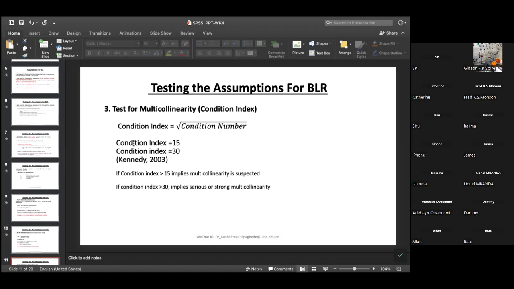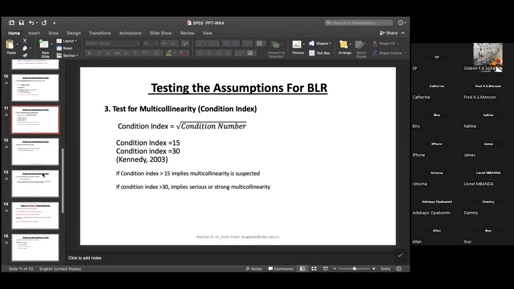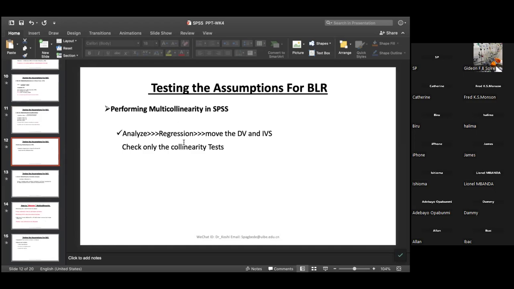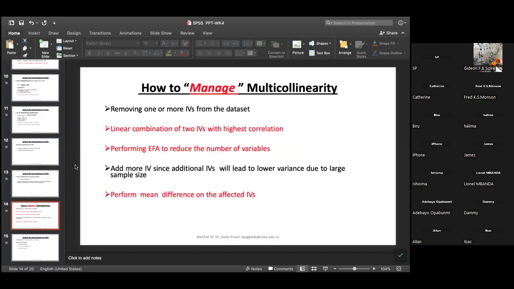So we mentioned that condition index can either be equal to 15 or 30. That's according to Kennedy 2003. If your condition index is greater than 15, then you're suspecting the existence of multicollinearity. However, if it is greater than 30, then there's a strong presence of multicollinearity in the data set. We tested all that and performed it in SPSS. So if you were not part of the session, you can go back to evaluate that.